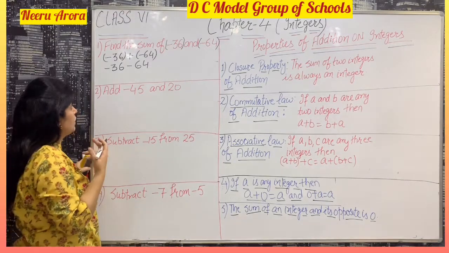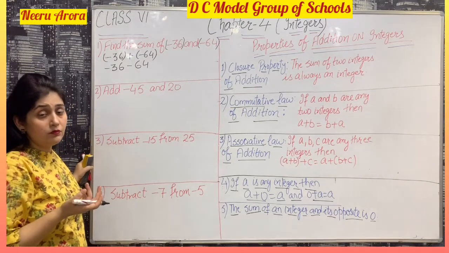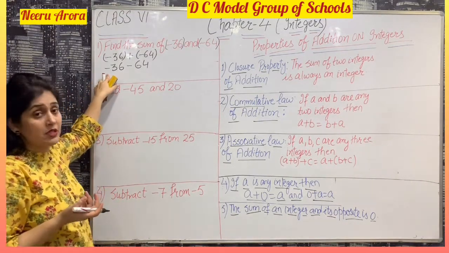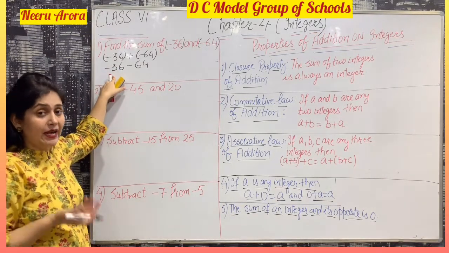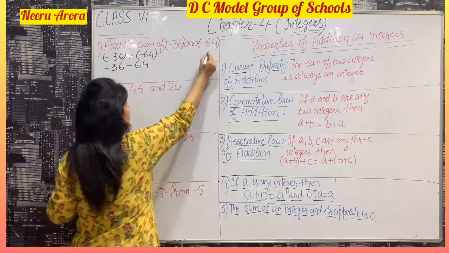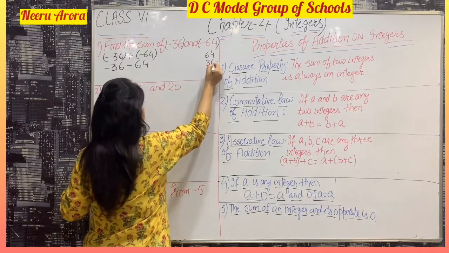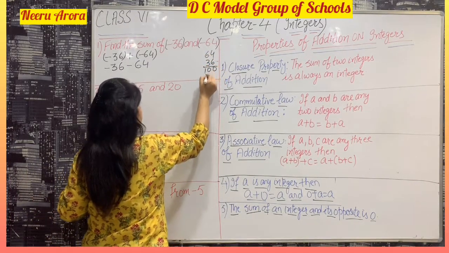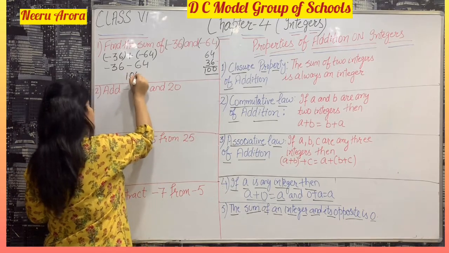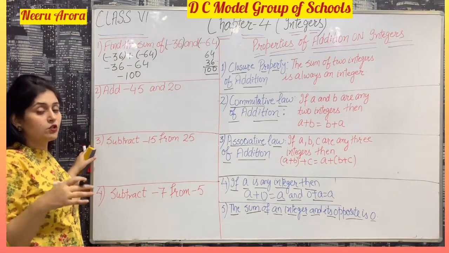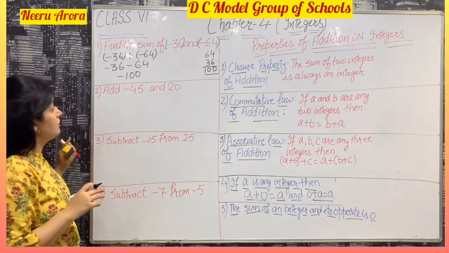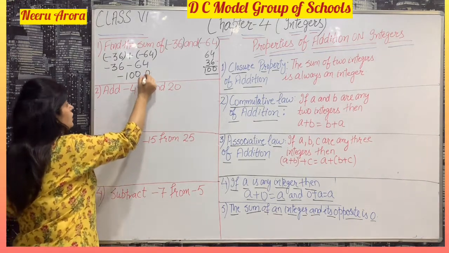As I explained in the previous video, if we have the same sign, we find the sum. Find the sum means we add the numbers. When we add the numbers, we get 100. The sign remains as it is. If both are plus, it remains plus. If both are minus, it remains minus. This is your answer.